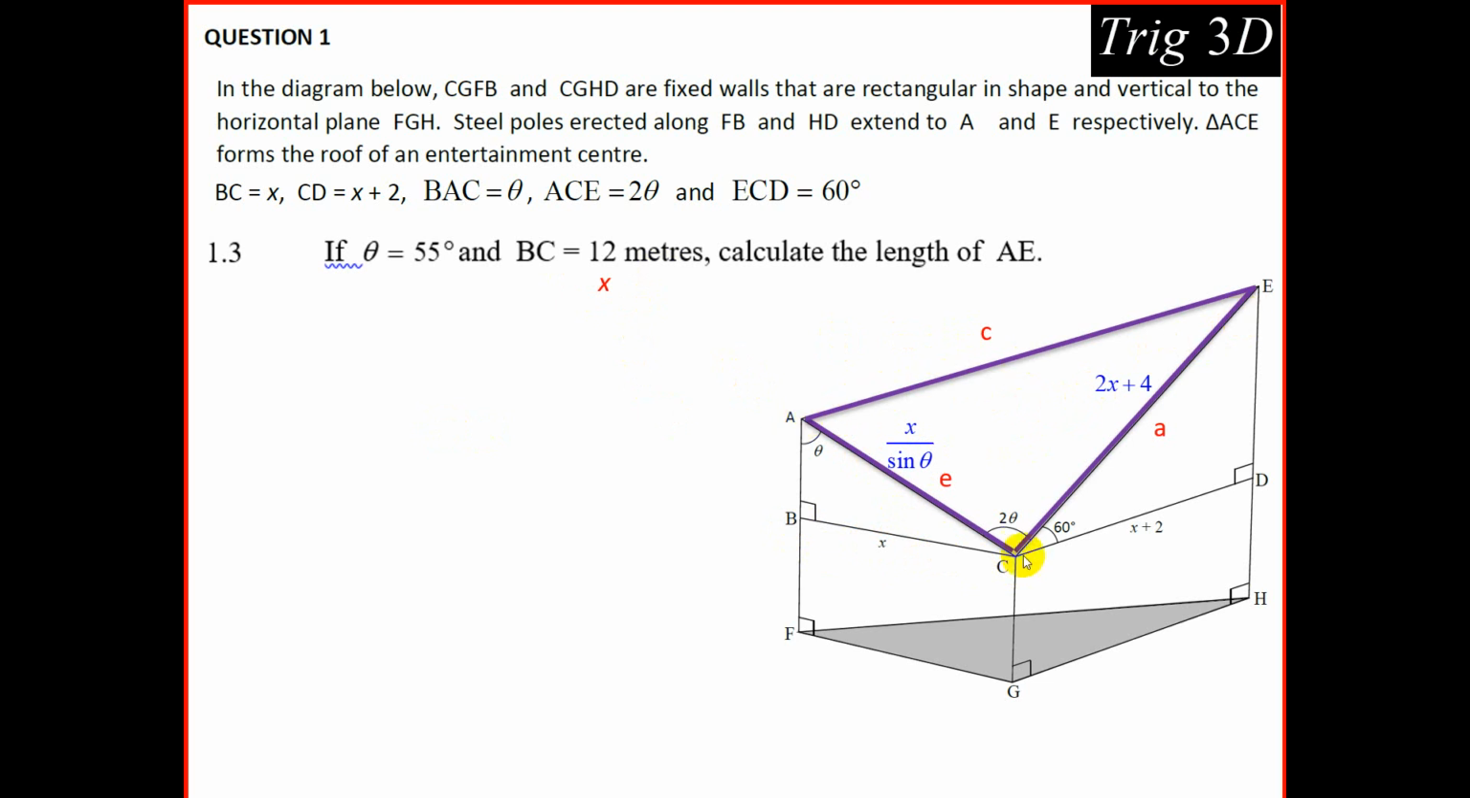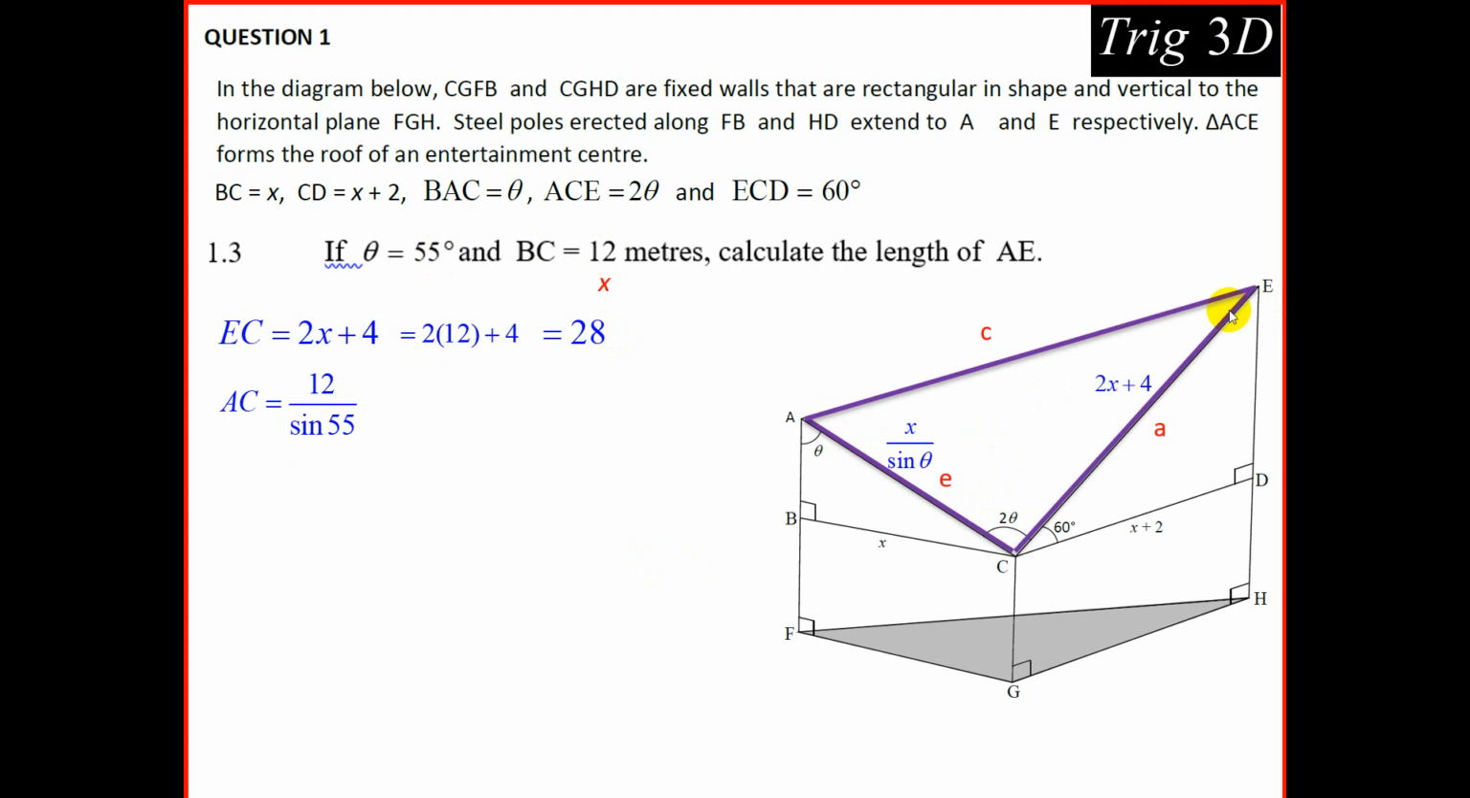Now, we're looking at triangle ACE. So firstly, we're going to substitute the values. EC is 2x plus 4. We can substitute x to be 12, and that will give us 28. We also know AC is x over sine theta, which is 12 over sine 55, given the values.